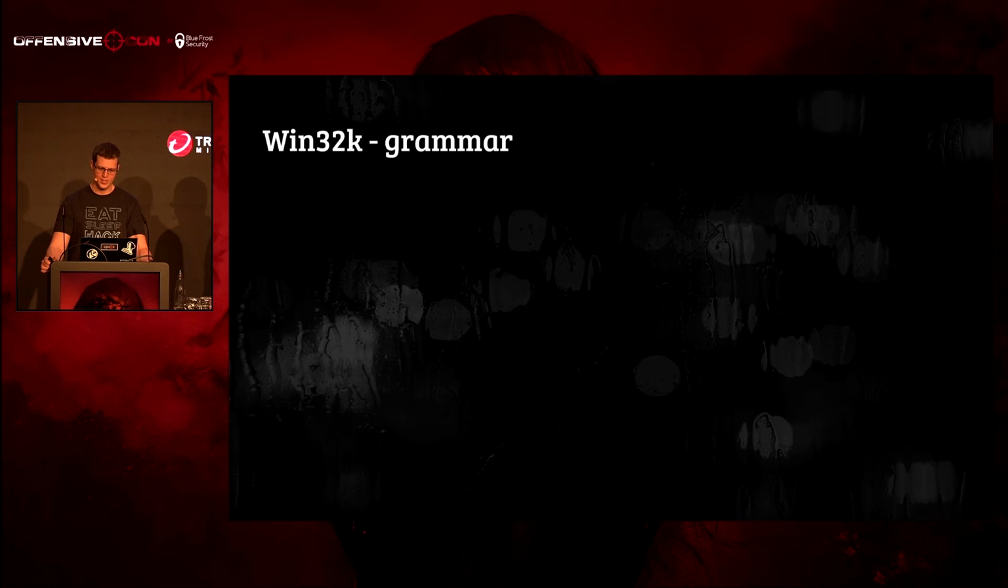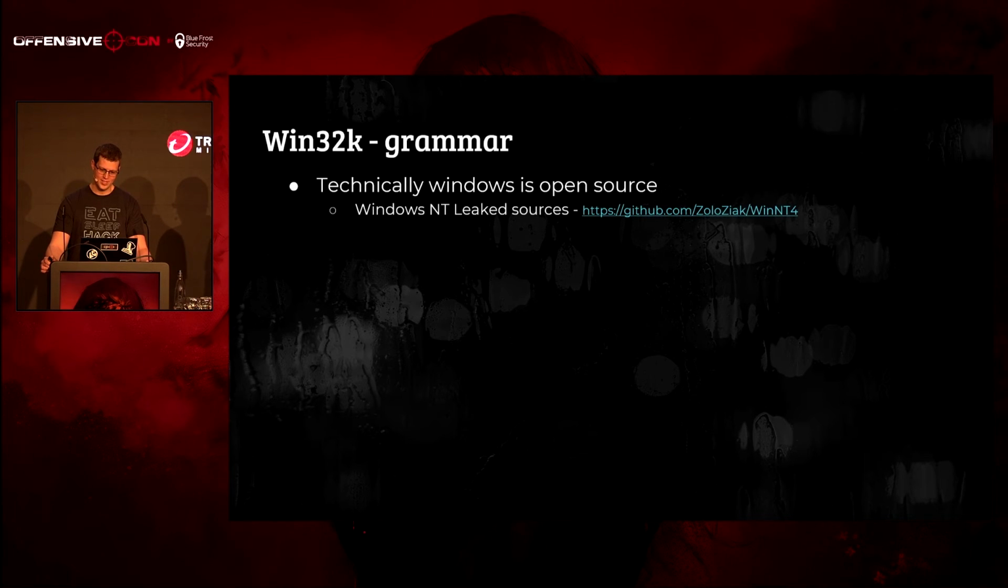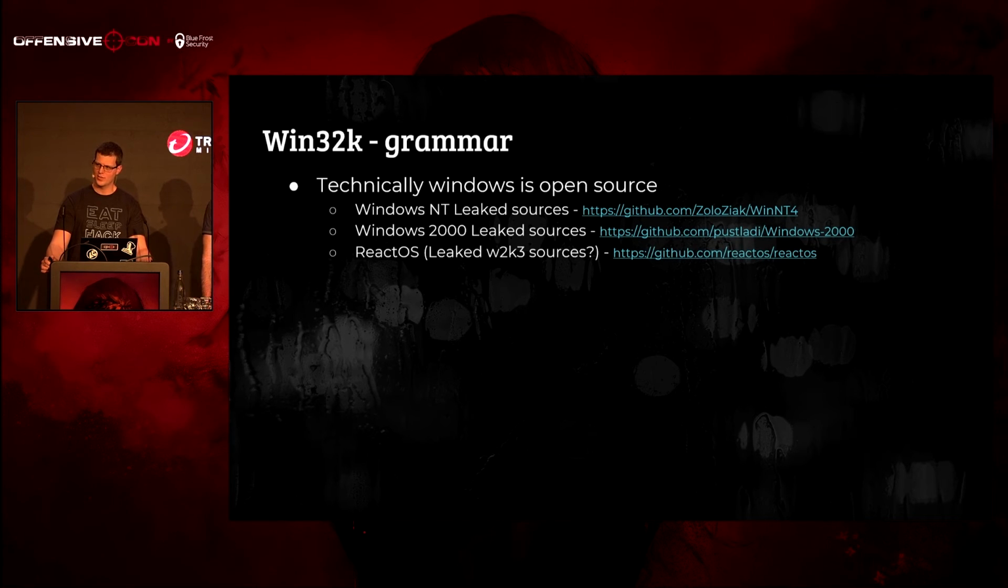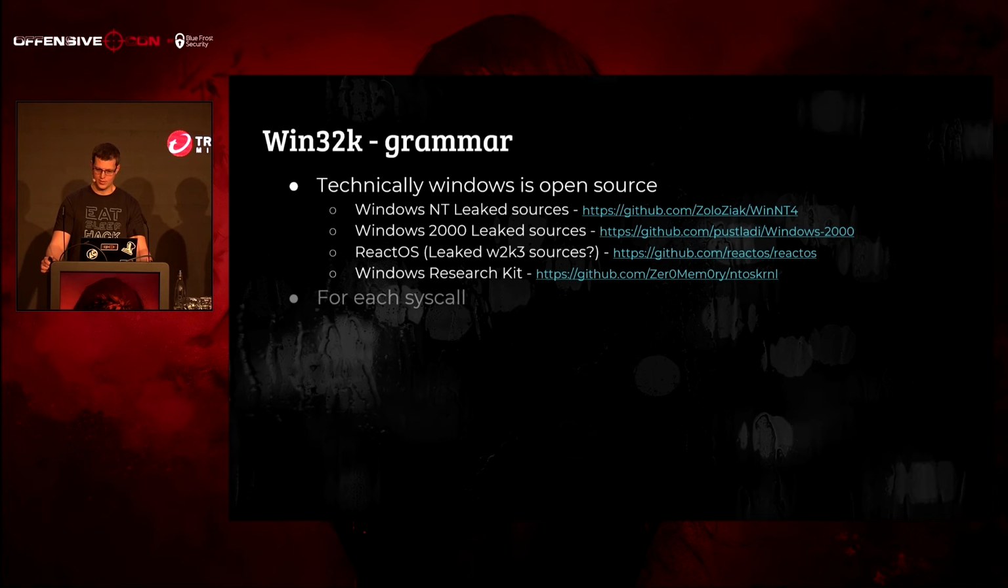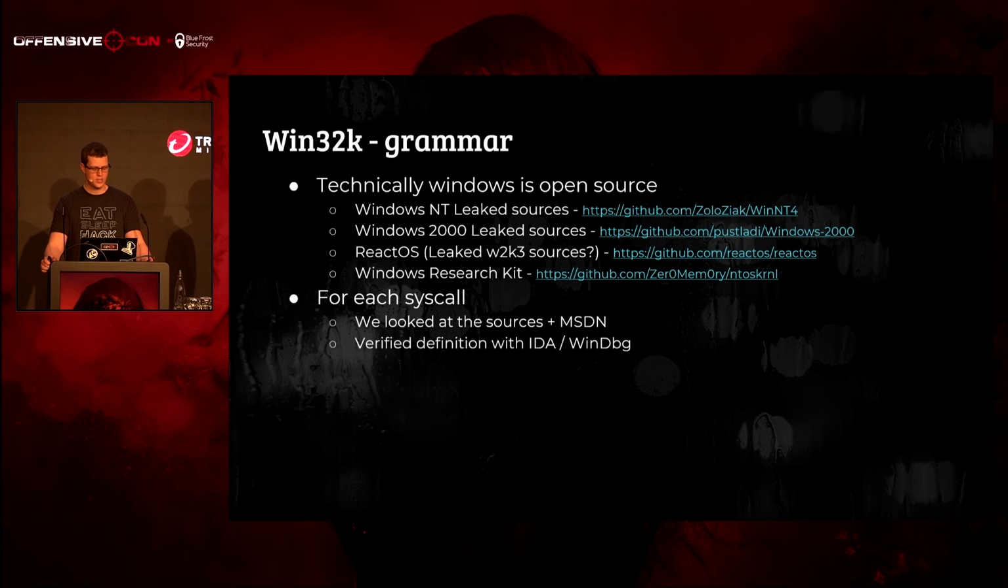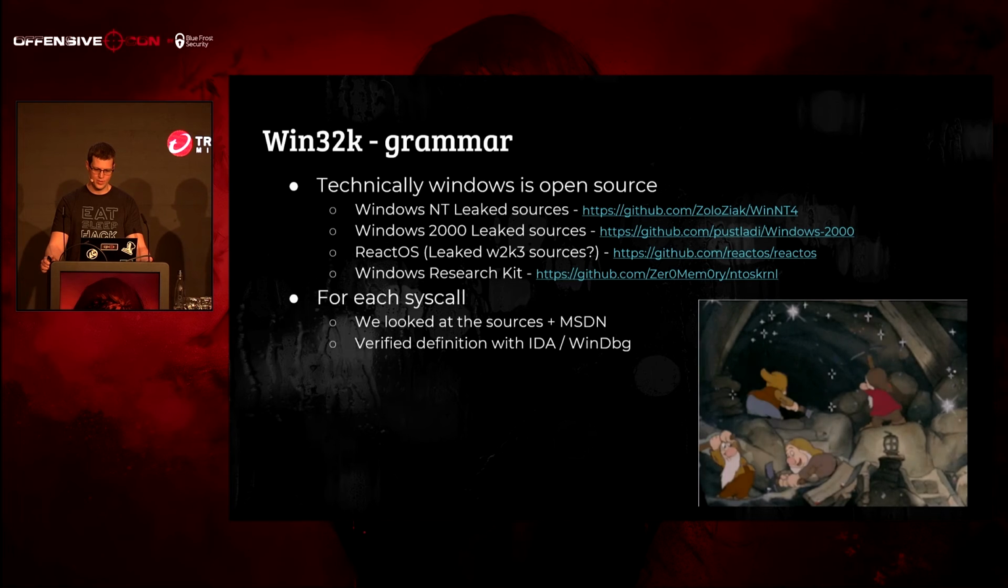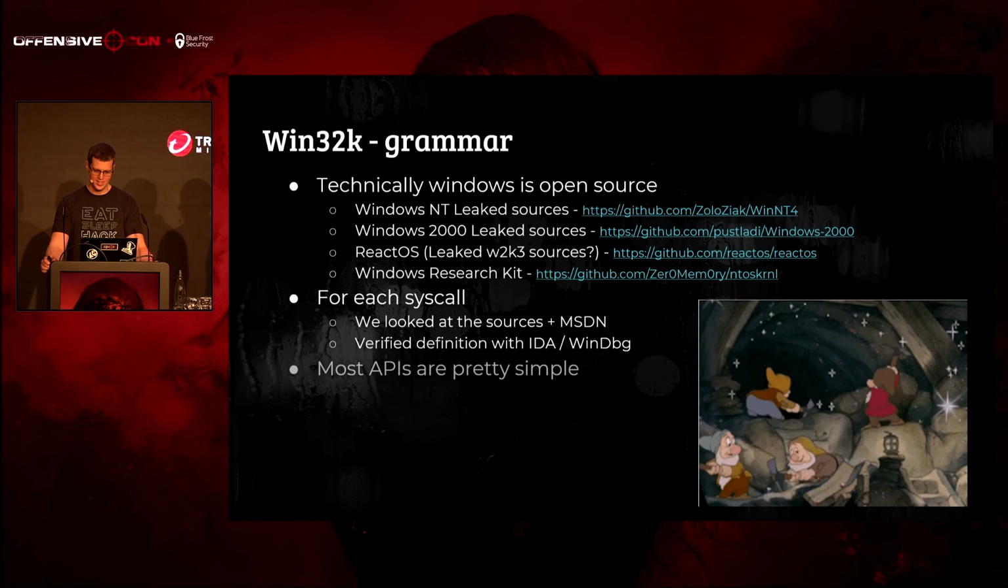Fortunately for us, Windows is technically open source, because there's the Windows NT leaked sources, there's the Windows 2000 leaked sources, there's ReactOS, which is technically Windows 2003 leaked sources, there's WRK, and a few other resources. So what we actually did for each syscall is we looked at the sources and the documentation in MSDN, and we tried to verify as much as we can in IDA. And we basically became union workers in the grammar mines.